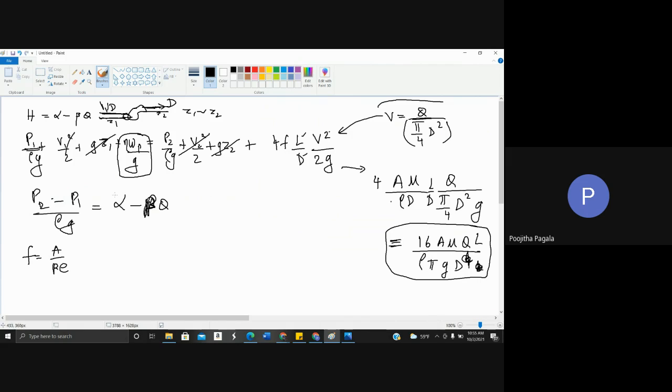Okay. So, yes, Anna, okay, we can go ahead then. So we have P2 minus P1 by rho g is equal to alpha minus beta Q. Plus we also need to add this, sorry, subtract this friction term: 16 A mu Q L by rho g pi D power 4. So this is delta P by rho g.